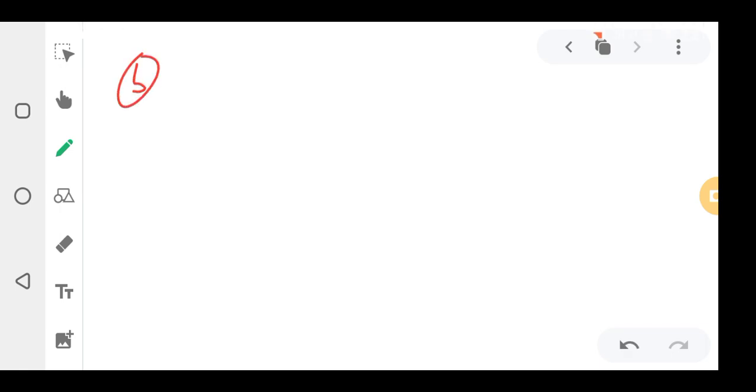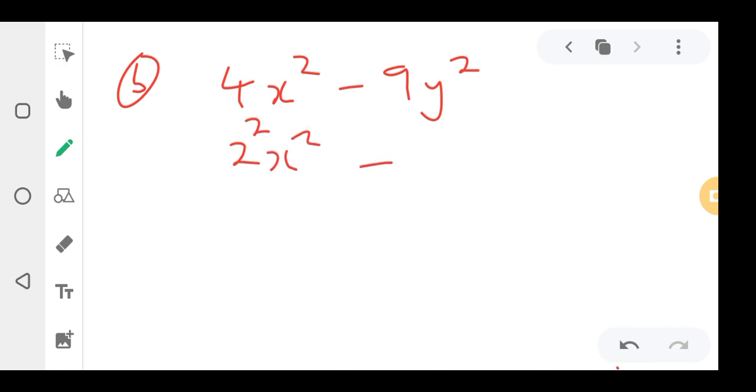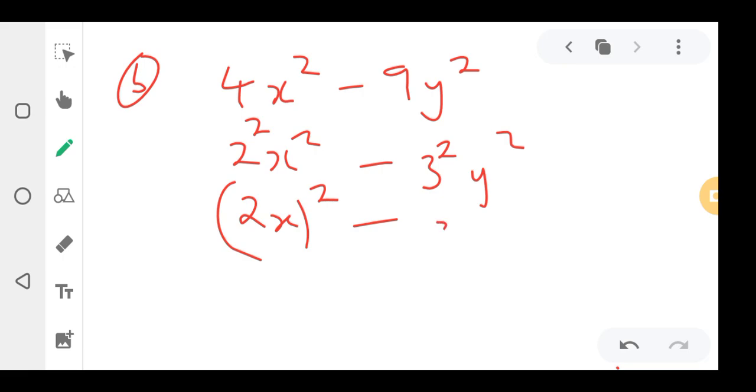Then question B, they can give you even, they can say 4x squared minus 9y squared. You see? How do you simplify that? The square root of 4 is 2, so 2 squared there. The square root of 9 is 3, so 3 squared, y squared. So it will be 2x, you put them in bracket, squared, minus 3y, open close, squared.